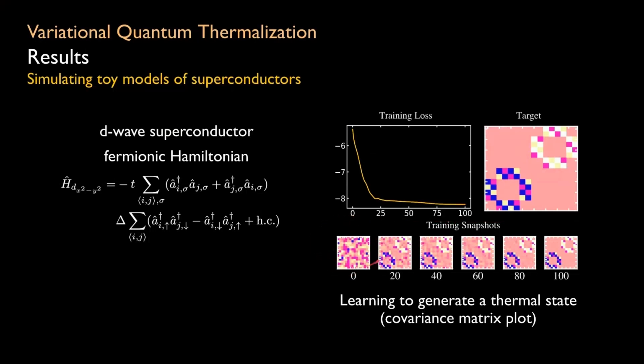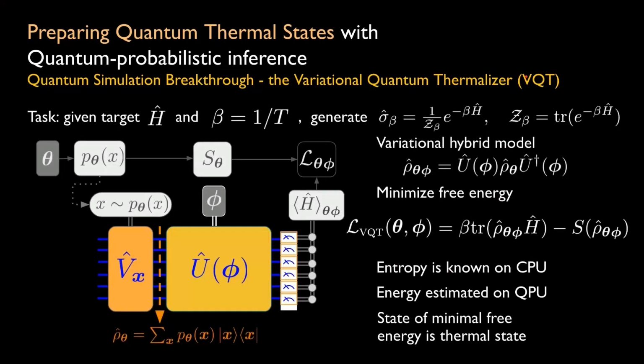Over training iterations, at zero our guess is completely scrambled, and at the end it ends up looking a lot like the target, and our training loss goes down. Another thing I want to mention is that the VQE is interesting not just for the output quantum state, but because the value at which your training ends is an approximation to the ground state energy.